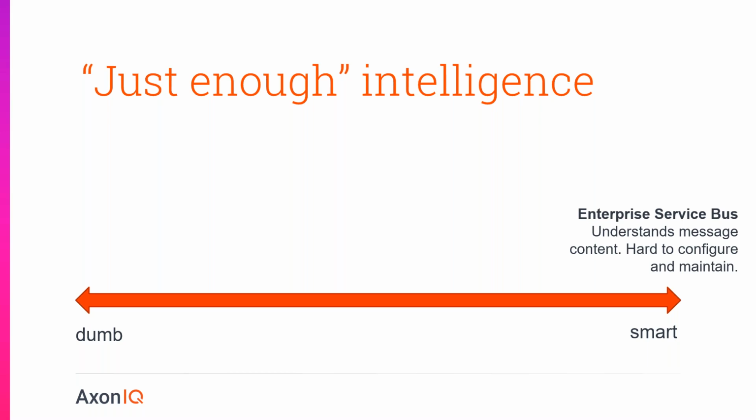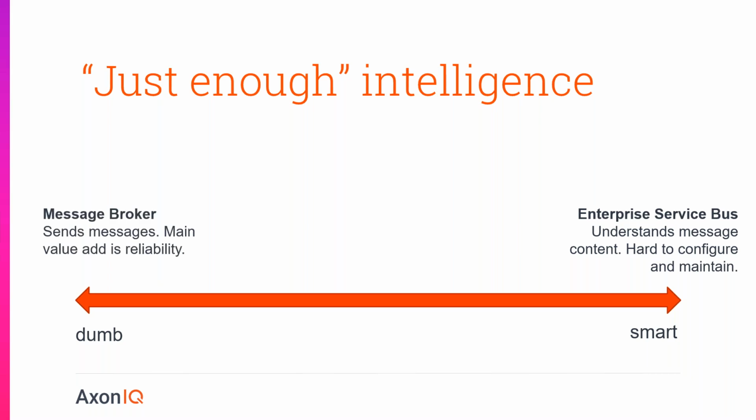They understand the content of messages. They can do transformations. They can do routing based on specific content. And you'll find that they are quite hard to configure and maintain. In a lot of companies, you'll see a department that manages the service bus, and if you want to connect to it, you need to get in touch with that department and ask them to add you to that bus.